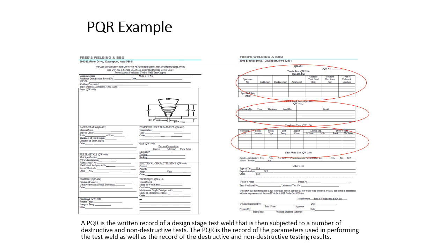So a PQR is a document that lives in Section 2. Not lives in, but it comes from Section 2. So when we start qualifying procedure qualification records and writing WPSs, all of this happens in Article 2 of ASME Section 9 for welding. The PQR happens in Article 2.